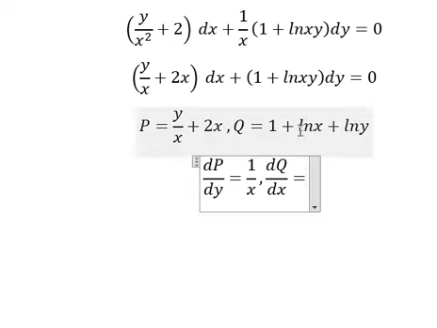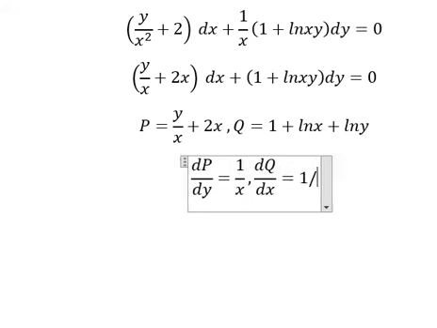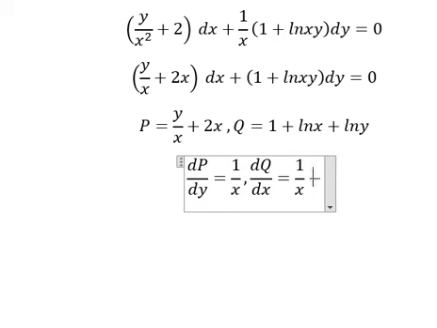So we just have only ln x. First derivative of ln x, we have 1 over x. So we see that this one is equal to this one. That is about exact.